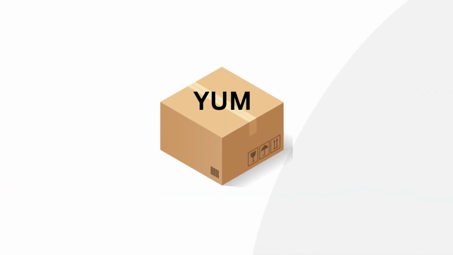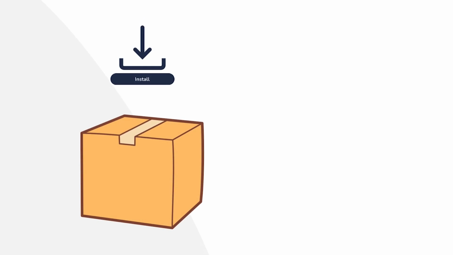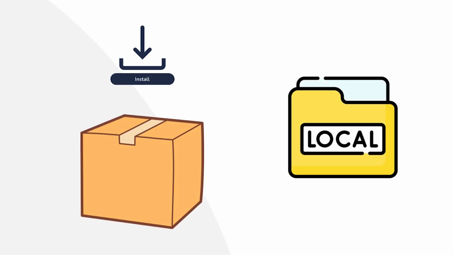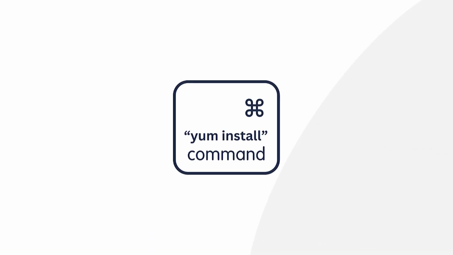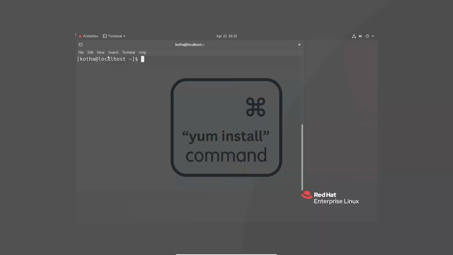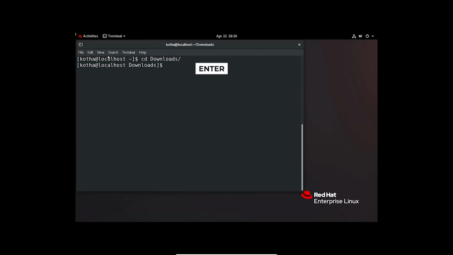Again, the yum package manager installs packages from online repositories or local files using the install option. To install an app package from a local file using the yum install command, at first navigate to the directory with the command cd Downloads. Now to see the list of content, type ls.